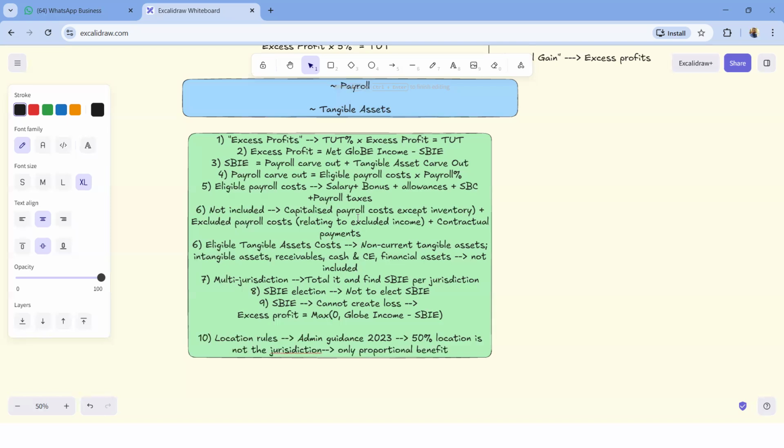Meaning, for example, let's say that Jasno is not here. He's going to be away for 7 months, but he's working from there. So we are paying him 12 months of salary, but his salary of 5 months will only be taken for calculating SBIE. That's how the proportional benefit works.